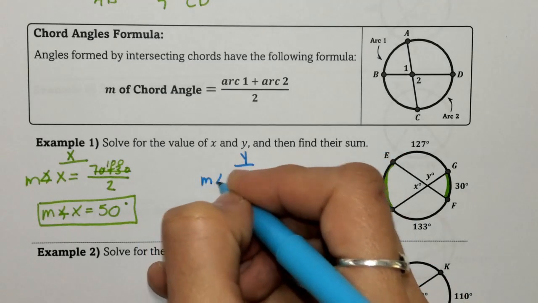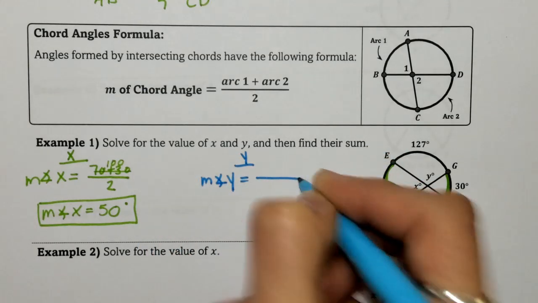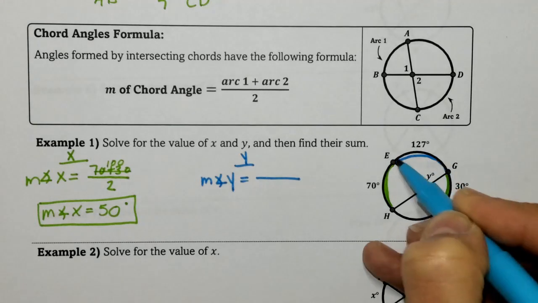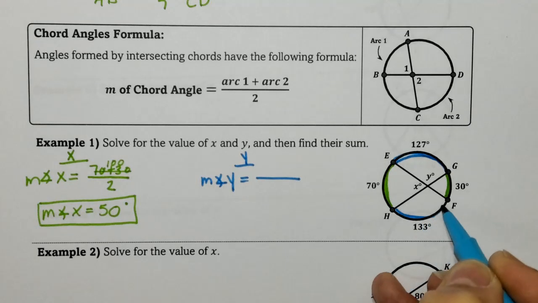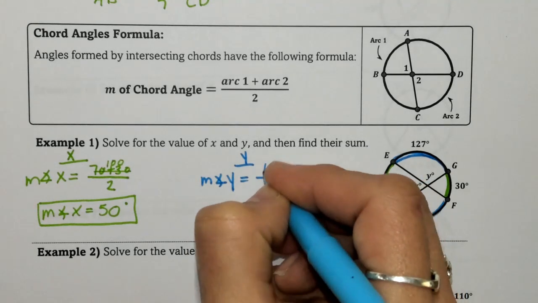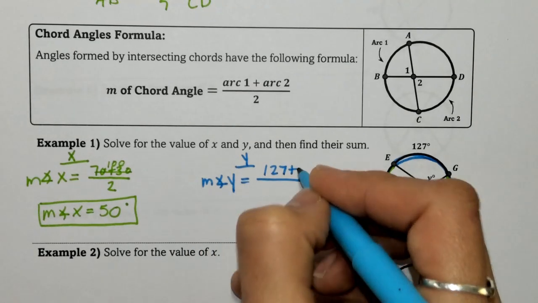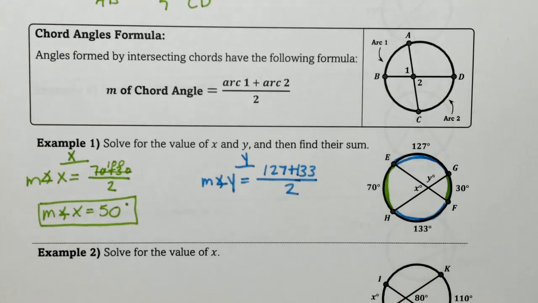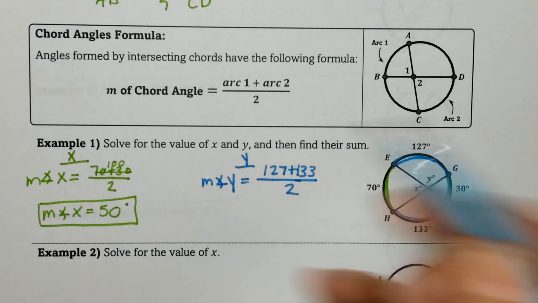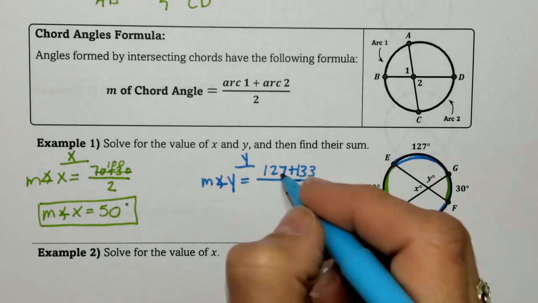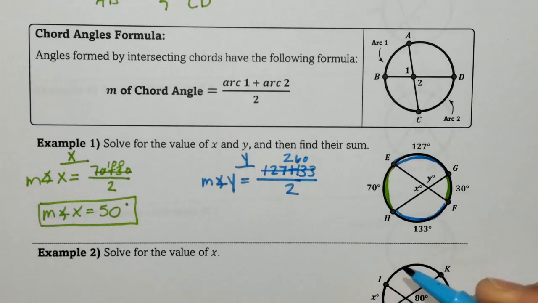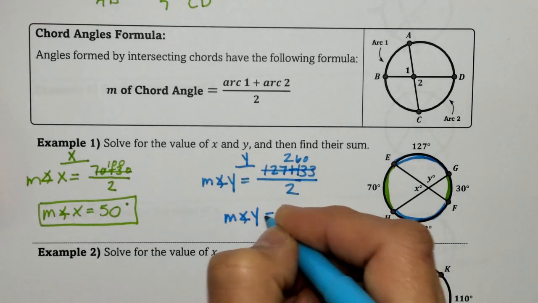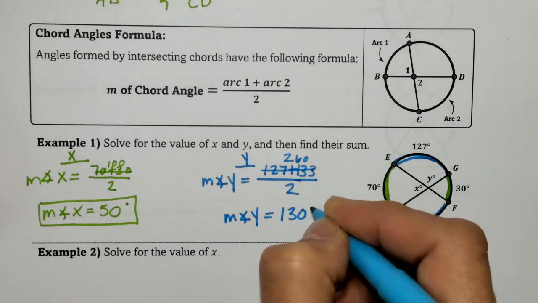So the measure of angle y is going to be equal to, here's y, here's its vertical angle. We need to find these arcs. So the 127 and the 133. So 127 plus 133, all divided by 2. We can add these 2 together first, wind up with 260 and then divide by 2, or we can do this all in one step. The measure of angle y is going to be equal to 130 degrees.